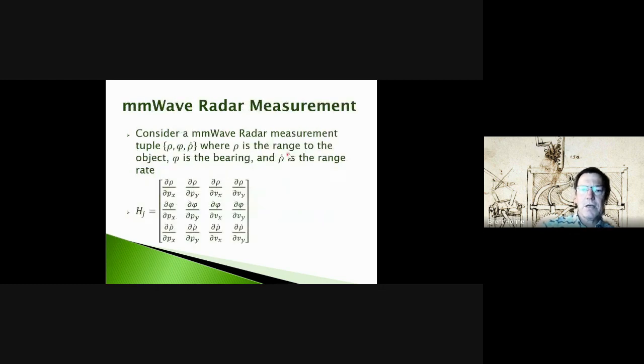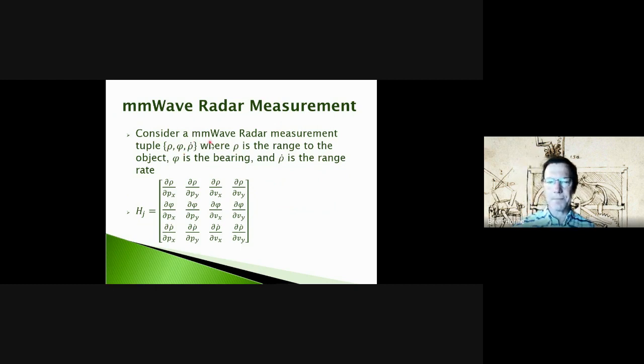So let's consider a millimeter wave radar measurement. When we do a radar measurement, it doesn't have to be millimeter wave, but that's the band we tend to use in autonomous vehicles. So now we have, as our measurement tuple, a rho, which is our range, the distance, in meters, kilometers, or feet, or something like that, right? And we've got this phi, which is our bearing, right? And then hopefully we've got a rate of change, right?